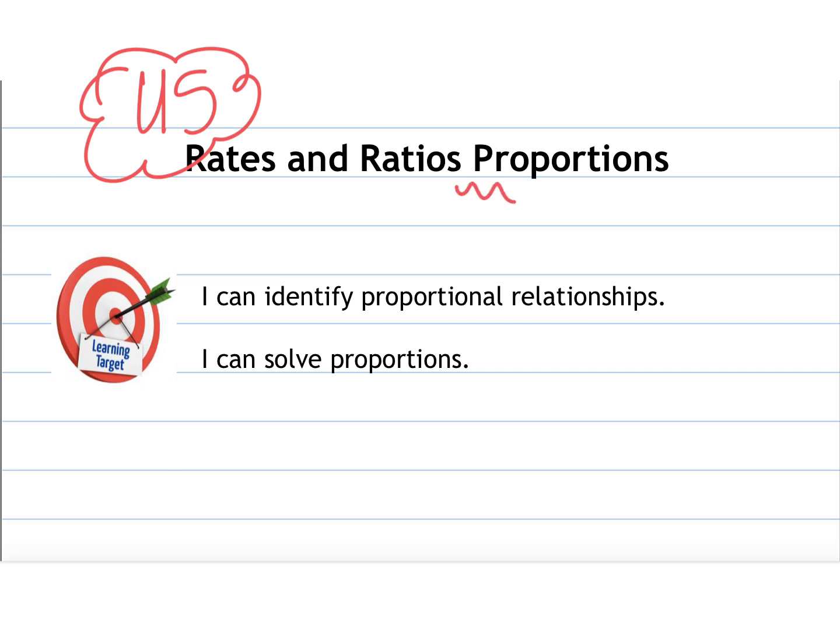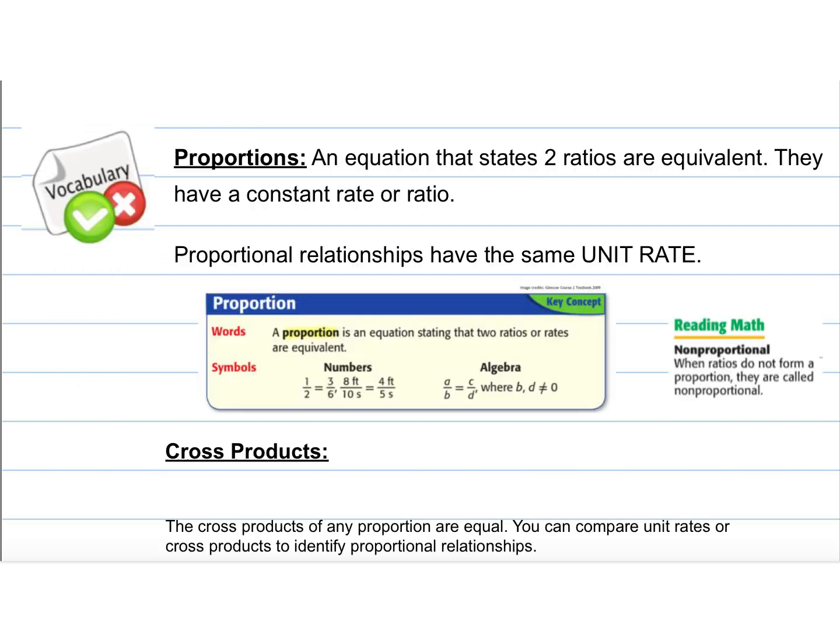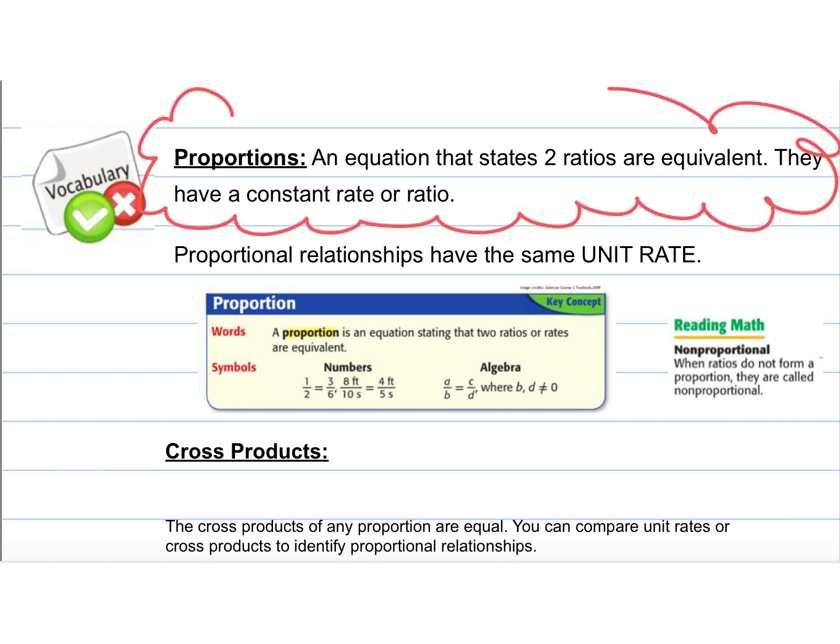This unit is on proportions, and it is part of Unit 5. We want to be able to identify proportional relationships and solve proportions. Proportions are equations that state that two ratios are equivalent. They have a constant rate or ratio. So two ratios that are equivalent would be the main definition that you want to make sure you either have written down or circled in your notes.